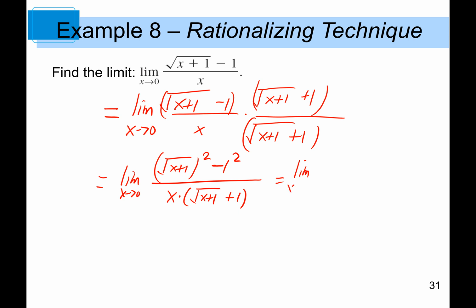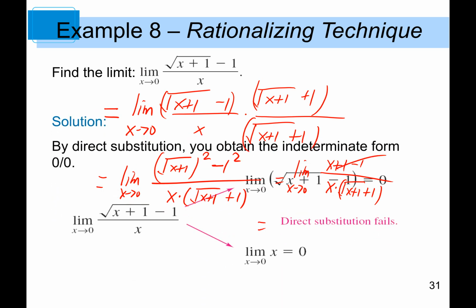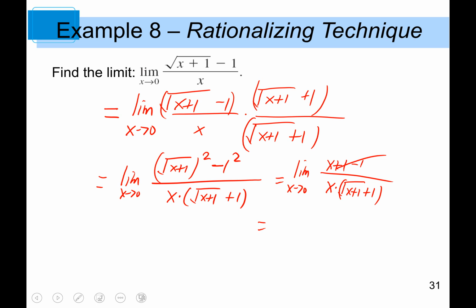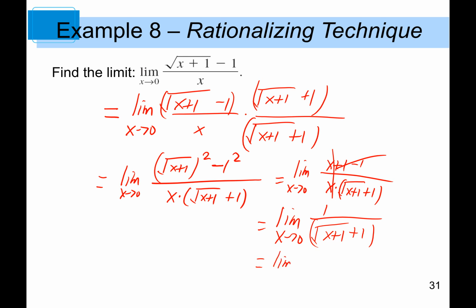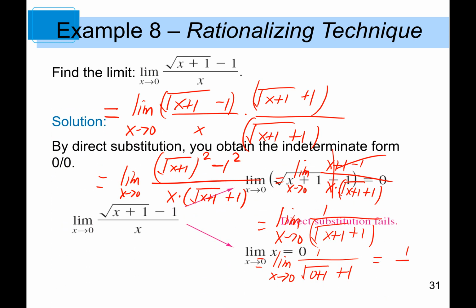Now the numerator becomes x plus 1 minus 1. The denominator stays as it is. You cancel the 1. Now you can cancel the x, right? Now we have the limit as x approaches 0 of 1 over, now the numerator becomes 1, square root of x plus 1 plus 1. And after that, we can do direct substitution, replace x with 0, so we get the square root of 0 plus 1, plus 1, which becomes 1 over 2, so it becomes half. So the limit in this particular case is one half.